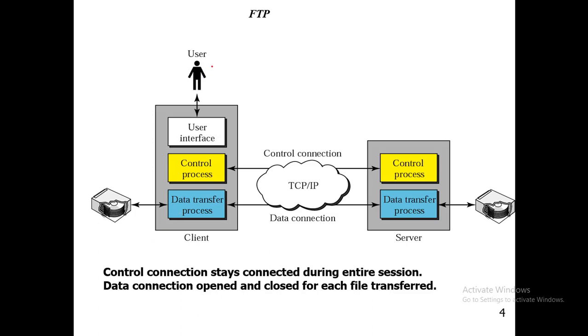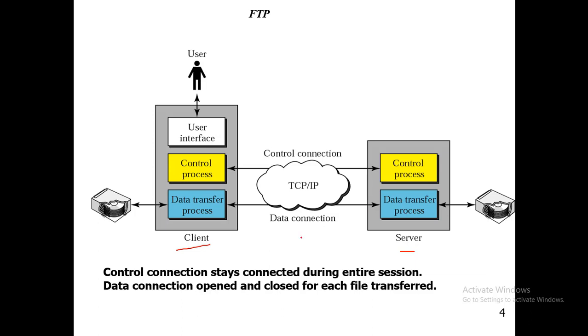So this is the user connected to the application layer, and this is the user interface. There is a control process which converts this user interface to a specific type of data, or format, so that the communication can be done. And this is your TCP/IP layer, also known as the network layer. You can see that this is your client and this is the server, and the data is transferred from one device to another device with the use of the FTP protocol.